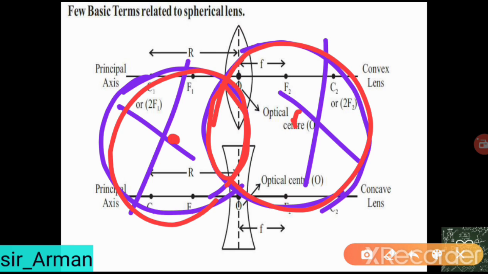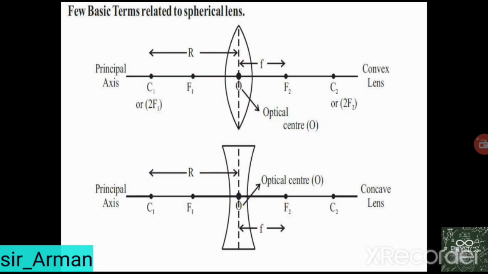So here, if it is made from a sphere, then it has its center, which is known as the center of curvature, like in the case of the mirrors. Similarly, here it has a center of curvature. So in the case of the lenses, we have two centers of curvature, right? And in the case of the mirrors, we have one center of curvature.